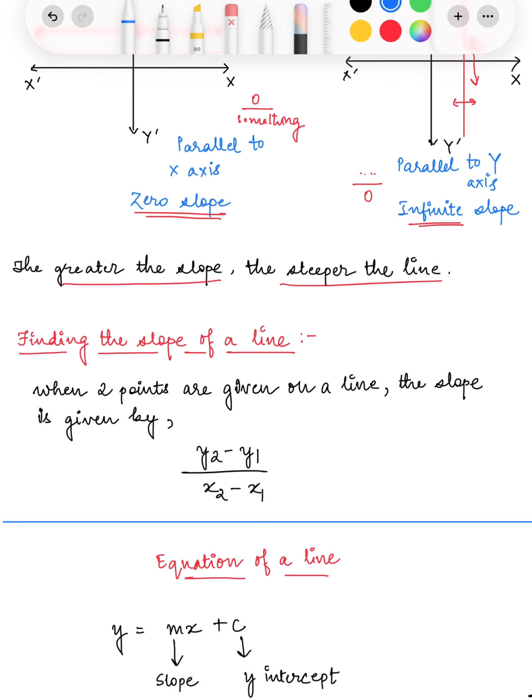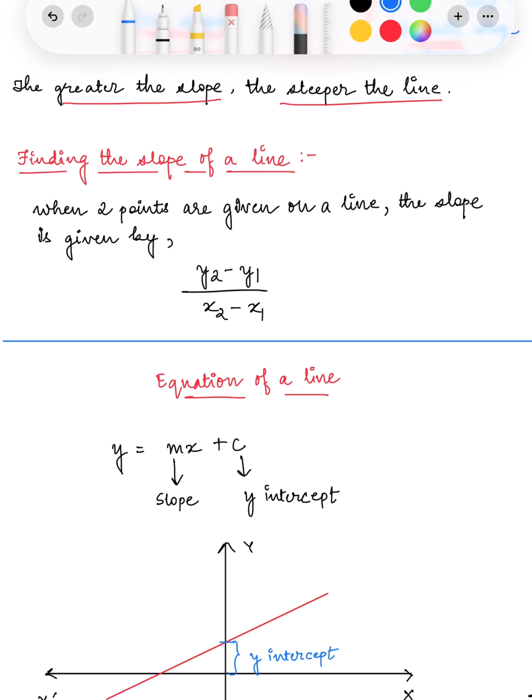Now we have to find the slope of a line. When any 2 points are given on a particular line, the slope of that is given by y2 minus y1 divided by x2 minus x1. You have to take care that you be consistent with the assignment of y2, y1, x2 and x1.